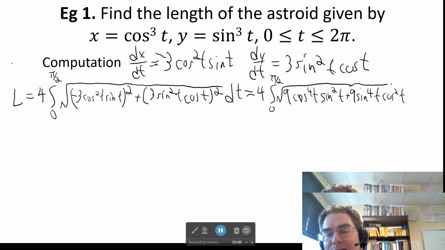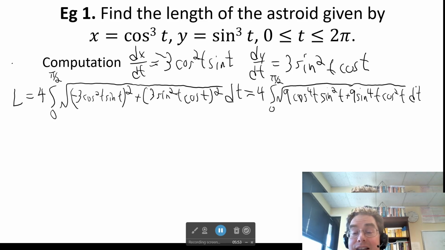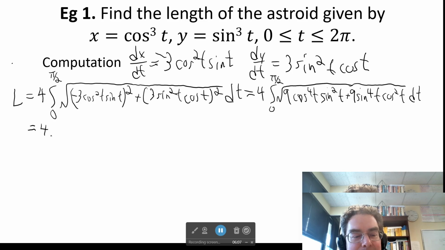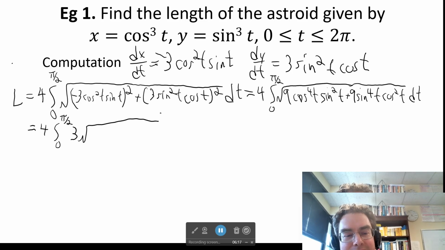Got to make this square root go further over. Okay, and now we start to look at some stuff that we can simplify and get out of here. So we've got 9 common in both terms there. We can factor that out, and then we can actually take the square root of that right away as well. And so we'll have a factor of 3 out front here. And then we've got our square root.